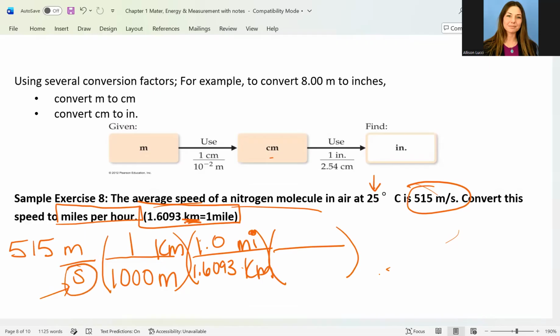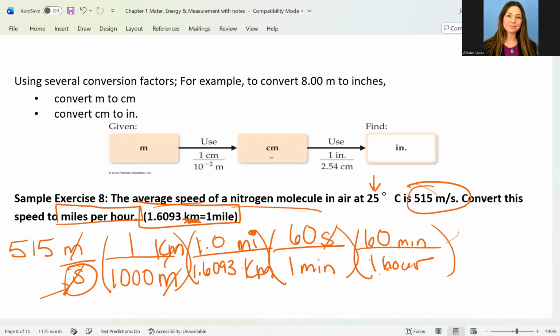But now I want to cancel seconds out. So I want to say there are 60 seconds in 1 minute. And then I can say there are 60 minutes in 1 hour. So the seconds will cancel out. We can go back and cancel out our meters, our kilometers, and we end with miles. And now we'll cancel out these minutes. And we can go ahead and multiply 515 times 60 times 60 in our numerator, and then divide by 1,000, and then divide that by, I'm sorry, 1.6093.